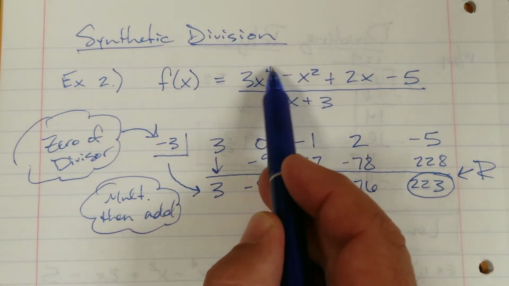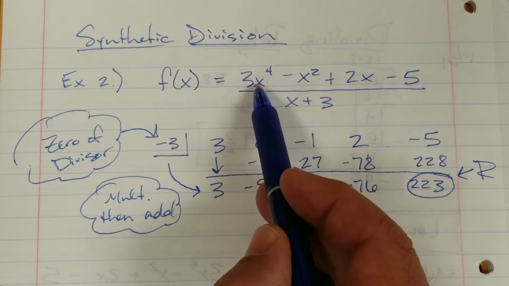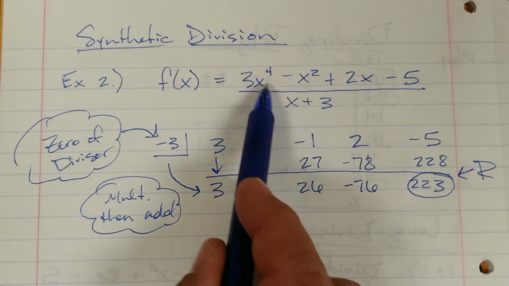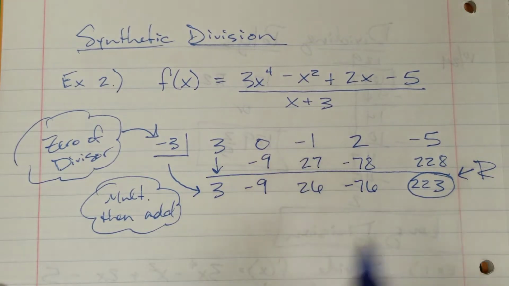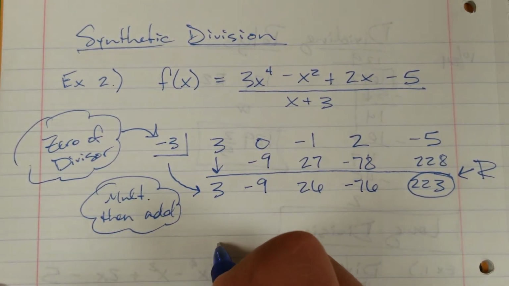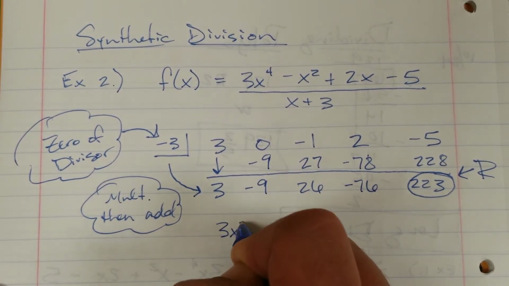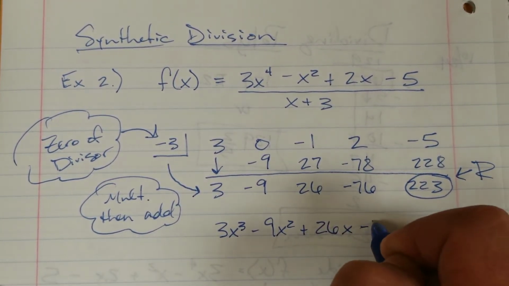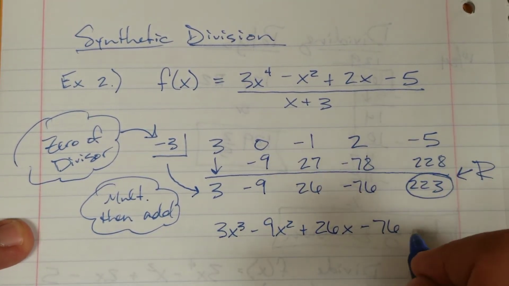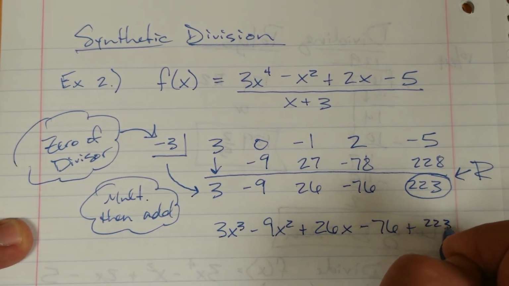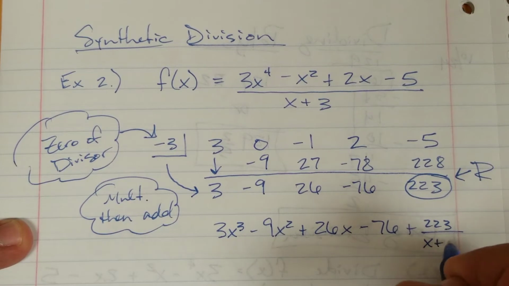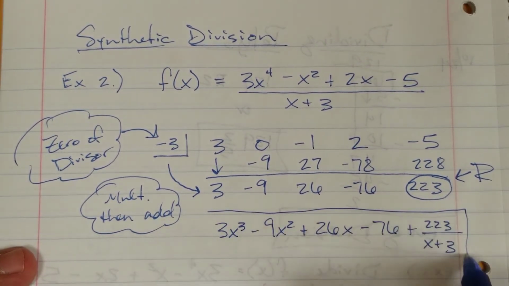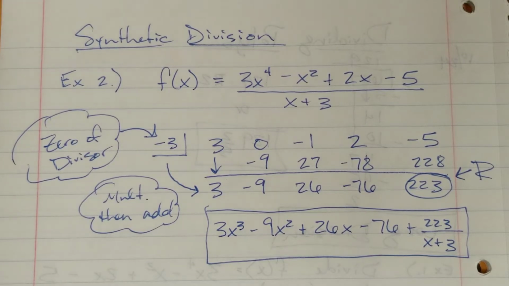Now notice I had a quartic function and I was dividing by a linear. X to the 4th divided by x. So my first coefficient here, this is going to be a cubic term. X to the 4th divided by x is x cubed. So let's write this out starting with a cubic term. So we get 3x cubed minus 9x squared plus 26x minus 76. I've got a remainder of 223 over my divisor. And we got the same answer that we got using long division, but we can also use what's called synthetic division.